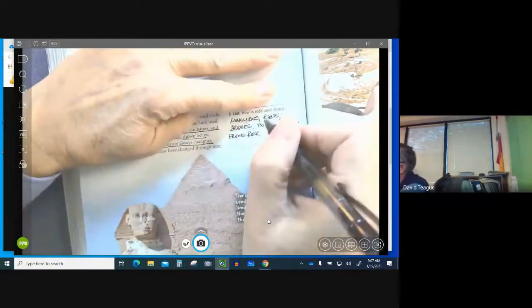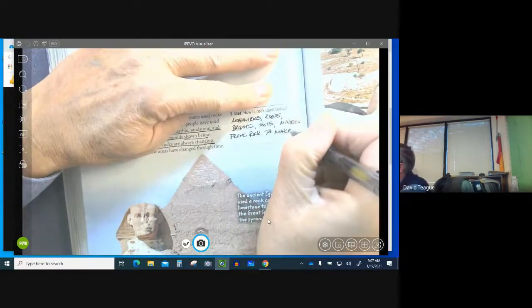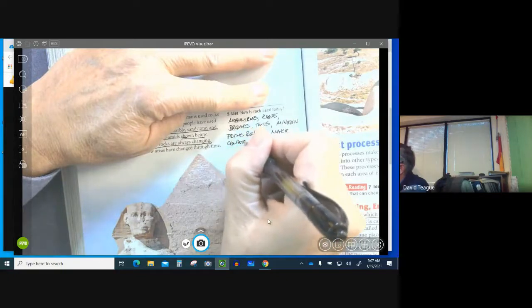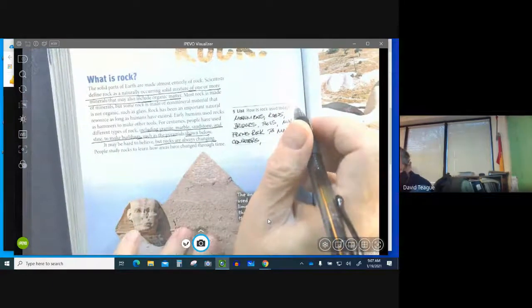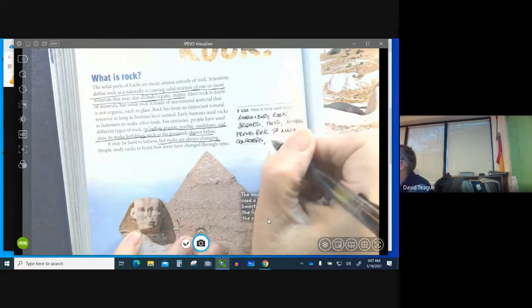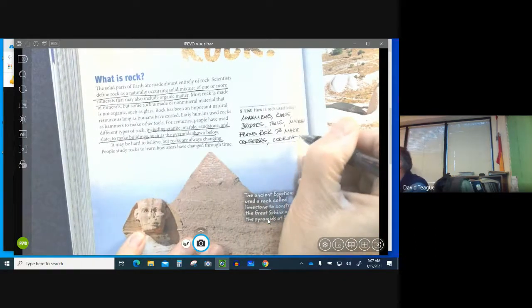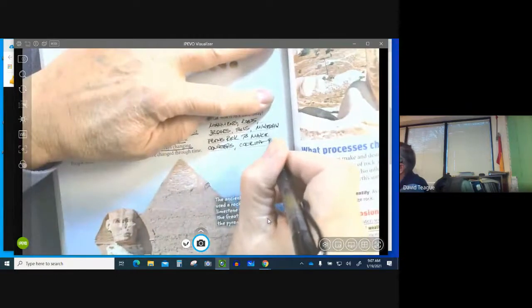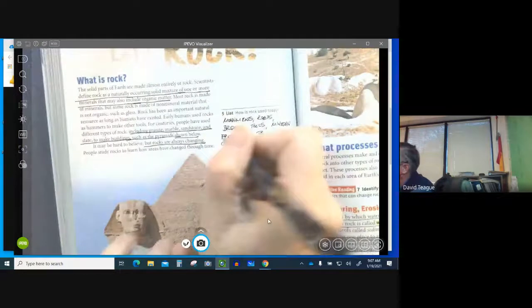We use the minerals from rocks to make computers, right? The chips. Make computers, cooking pots. It's hard to write right there. Pots. Cooking pots, toothpaste.